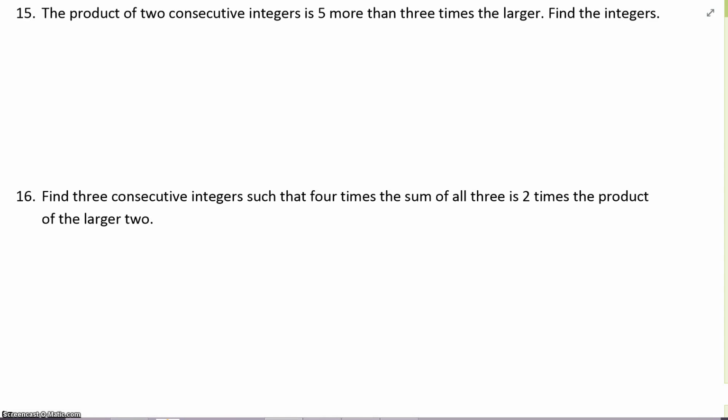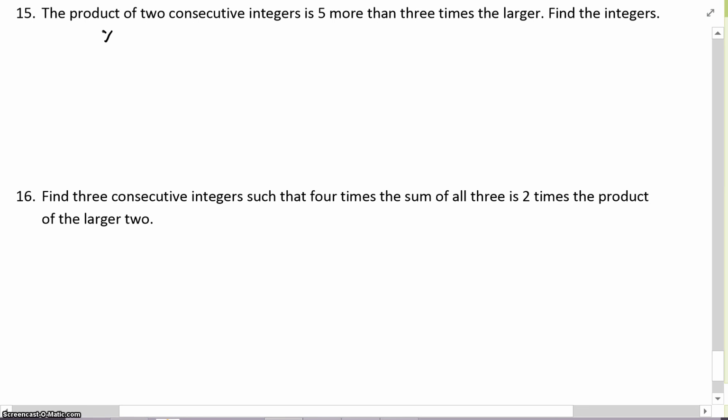Number 15. The product of two consecutive integers is 5 more than 3 times the larger. Find the integers. So I got two consecutive integers, x and x plus 1. The product of those two, x times x plus 1, is 5 more than 3 times the larger. So I get x squared plus x equals 5 plus 3 times x plus 1, which is 5 plus 3x plus 3.